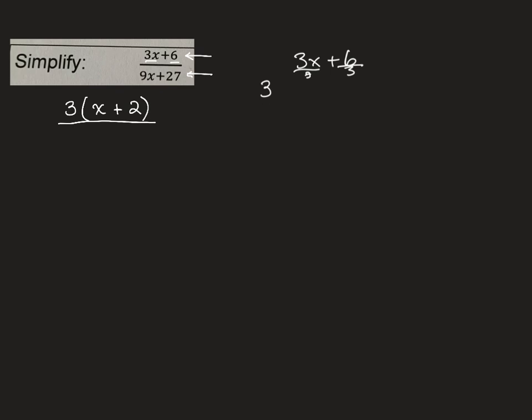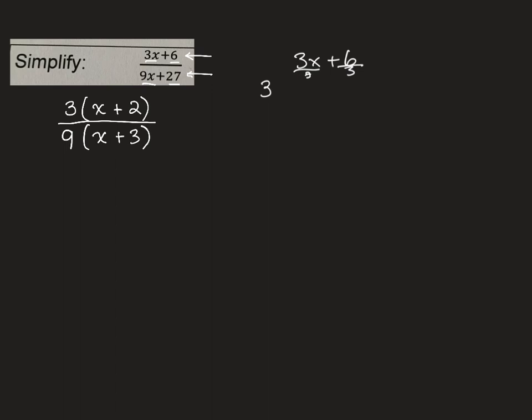Now we do the same thing to the denominator. So we look at 9x and 27 to see what they have in common. Well, they both have a common factor of 9. So if we divide 9 out of 9x, we're left with x. And if we divide 9 out of 27, we're left with 3. 3 times 9 is 27.